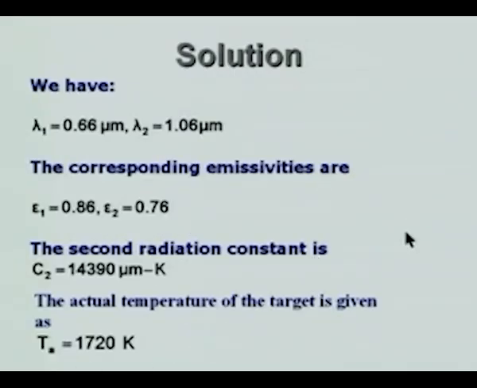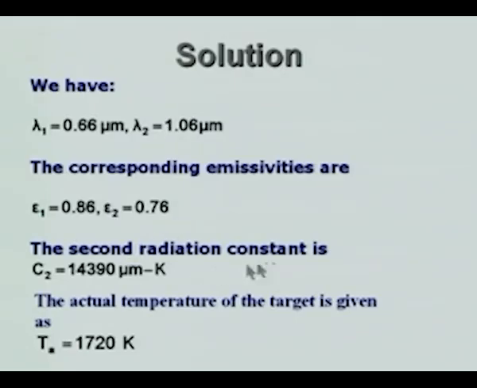So, the solution is worked out here. We have the following data. I am taking the first wavelength as 0.66 micrometer, the second one at 1.06 micrometer. These are the two wavelengths specified in the problem. The corresponding emissivities are also known and given by epsilon 1 equal to 0.86 at 0.66 micrometer, and epsilon 2 corresponding to lambda 2 of 0.76.